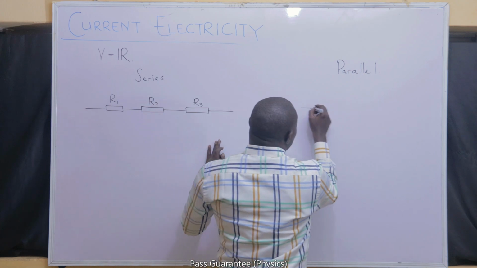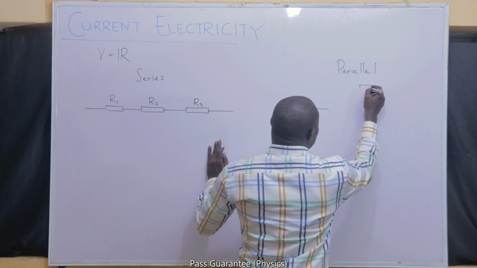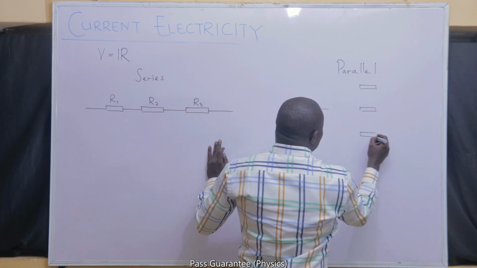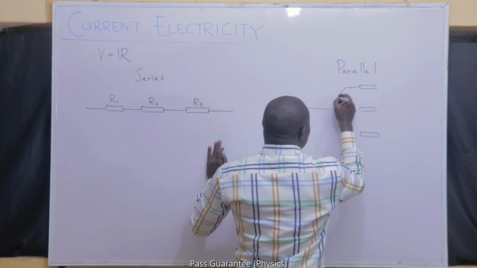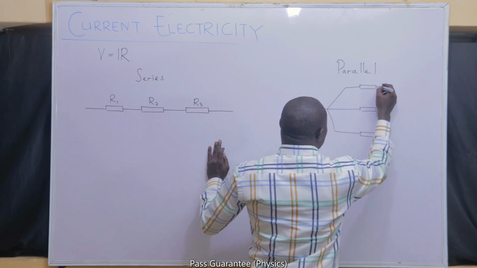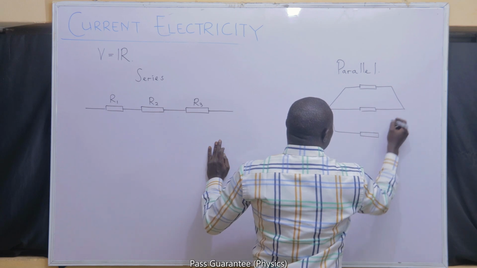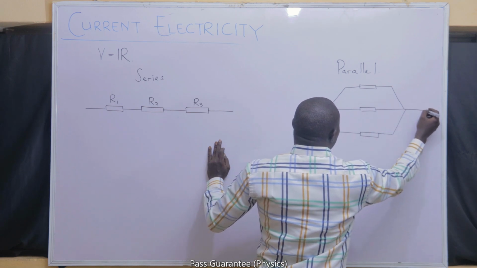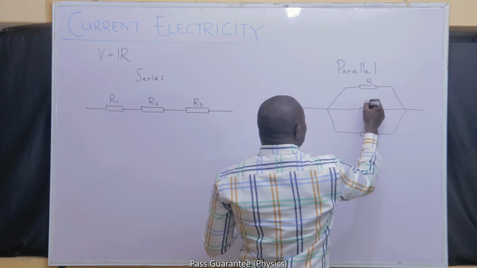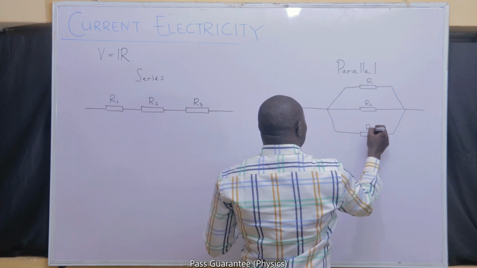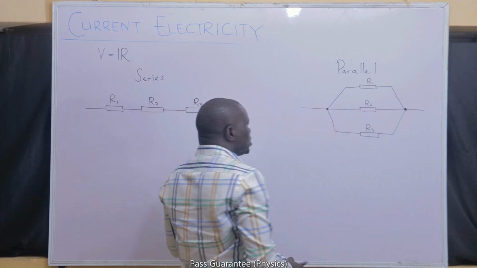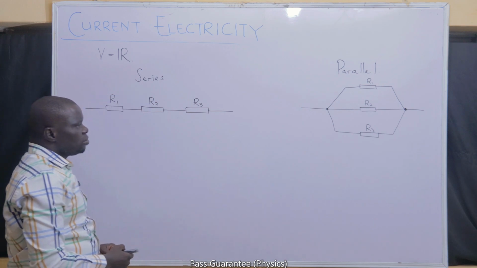For parallel combination, you want to take the 3 resistors and line them together, all joined together at one end and all also joined together at the other end. When you make this type of connection, the resistors are connected in parallel. So in a parallel connection, all resistors are connected to the same pair of points. But in series, the resistors are not connected to the same pair of points.